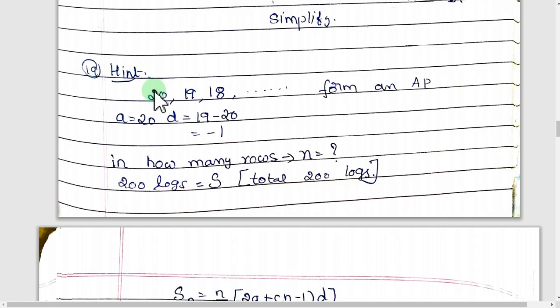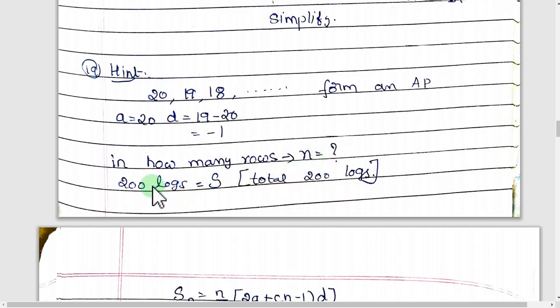We are not subtracting the bigger number minus the smaller; it is always A2 minus A1. So 19 minus 20 is minus 1, and 18 minus 19 is also minus 1. So definitely it forms an AP, which means all formulas related to APs we can apply here. Here the first term is 20, D is 19 minus 20, which is minus 1. And in how many rows, that is, n, is the question mark.